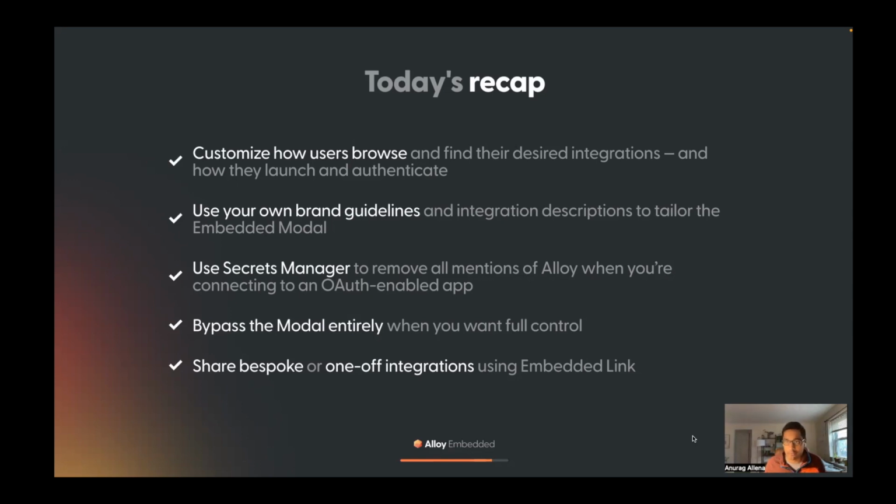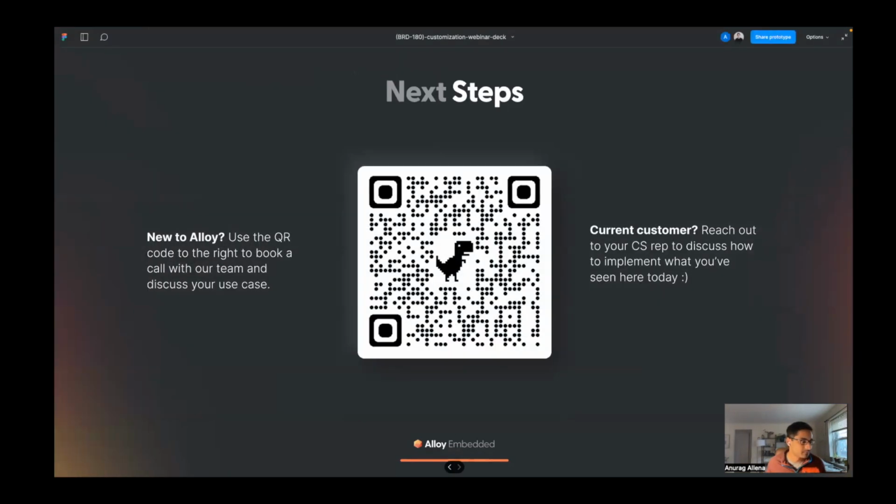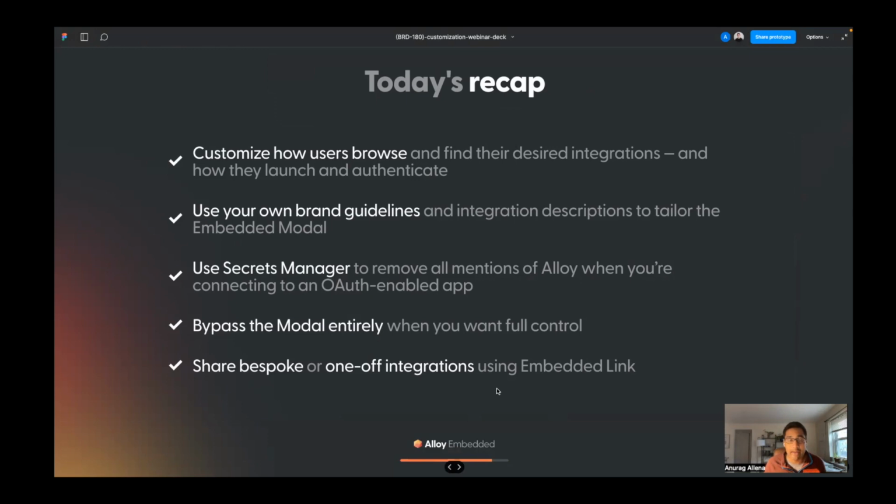So in scenarios where you're looking to prioritize speed, you want some customization, but ultimately want to just rely on Alloy's modal to abstract the complexities of authentication, and you're not super worried about any Alloy branding appearing. Well, then you can simply use the built-in settings within Alloy Embedded to customize the colors to match your brand guidelines, as well as a description of the integration and associated workflows so that your users know exactly what they're working with. In scenarios where you want to leverage that and you're connecting to an OAuth enabled app. You know what? Why don't I just redo this slide? Sorry.